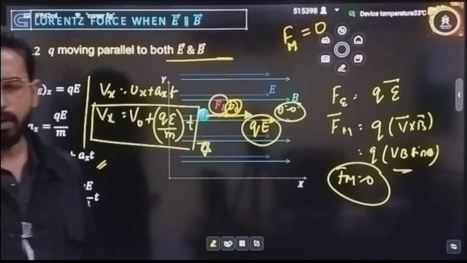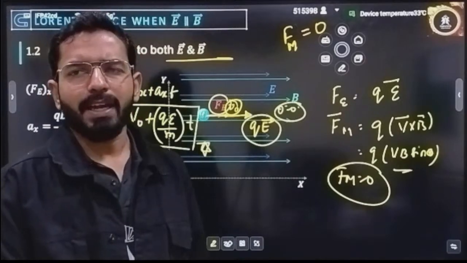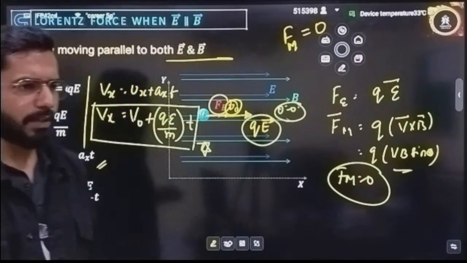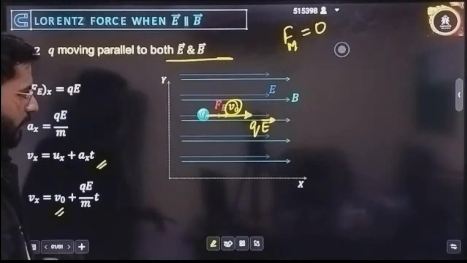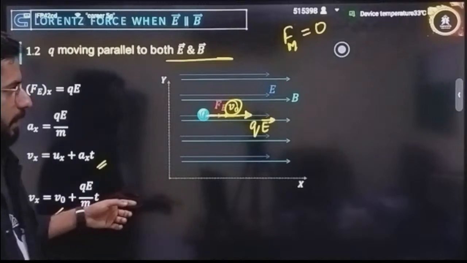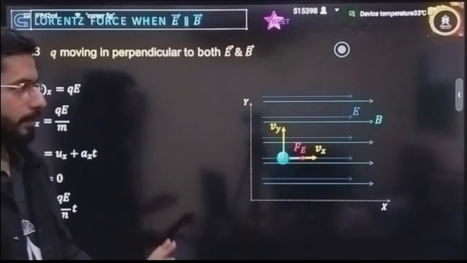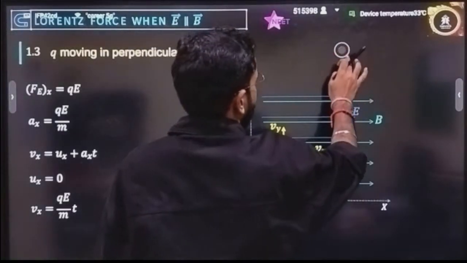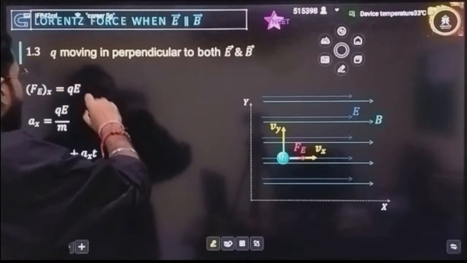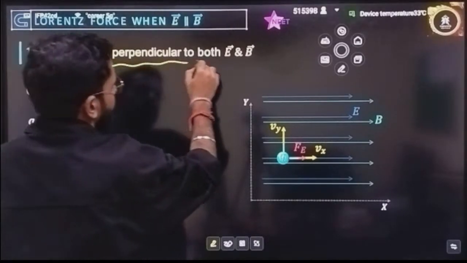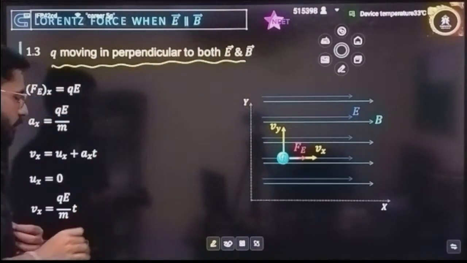No need to remember these things. All these things are quite logical, you can understand them at the time itself. Different cases will be given. Just understand the concept, what is happening in different cases. You can write it by yourself, no problem in that. Next thing given is charge moving perpendicular to both electric field and magnetic field.